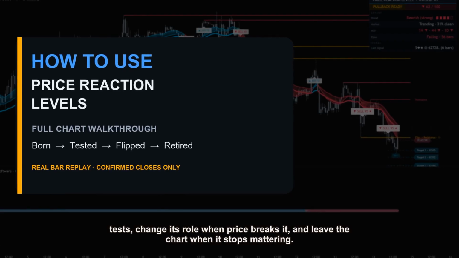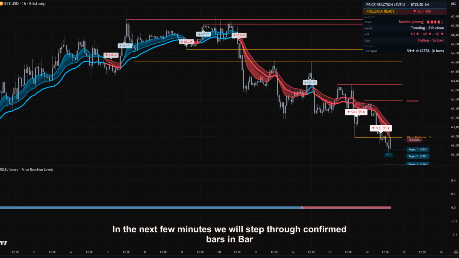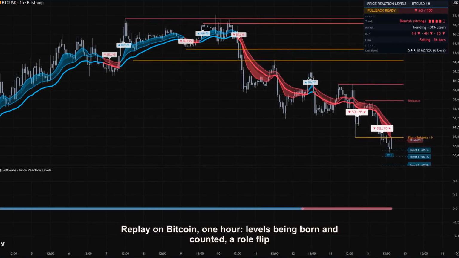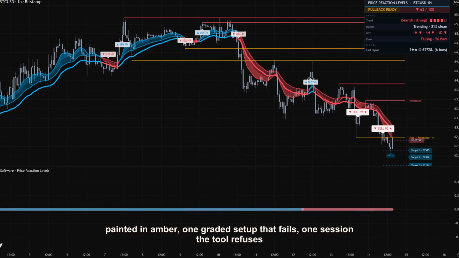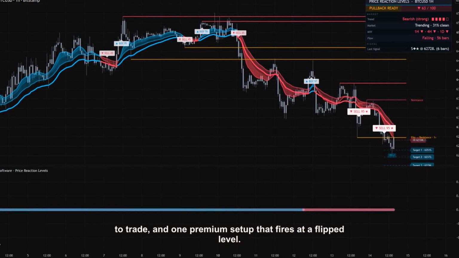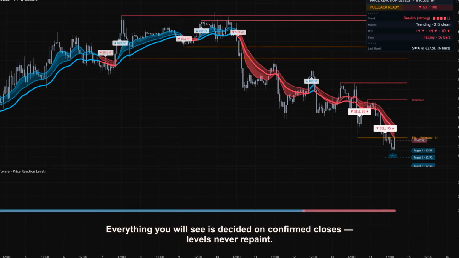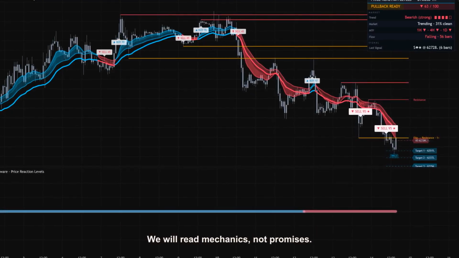when it stops matching. In the next few minutes, we will step through confirmed bars and bar replay on Bitcoin, 1 hour. Levels being born and counted, a role flip painted in amber, one graded setup that fails, one session the tool refuses to trade, and one premium setup that fires at a flipped level. Everything you will see is decided on confirmed closes, levels never repaint. We will read mechanics, not promises.